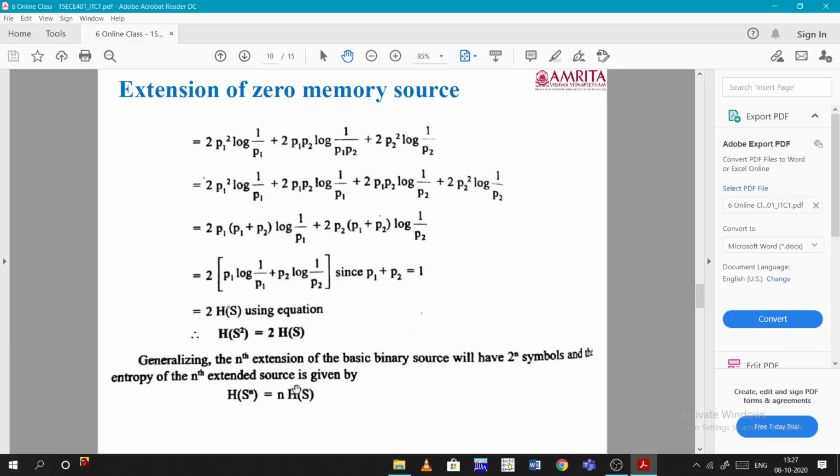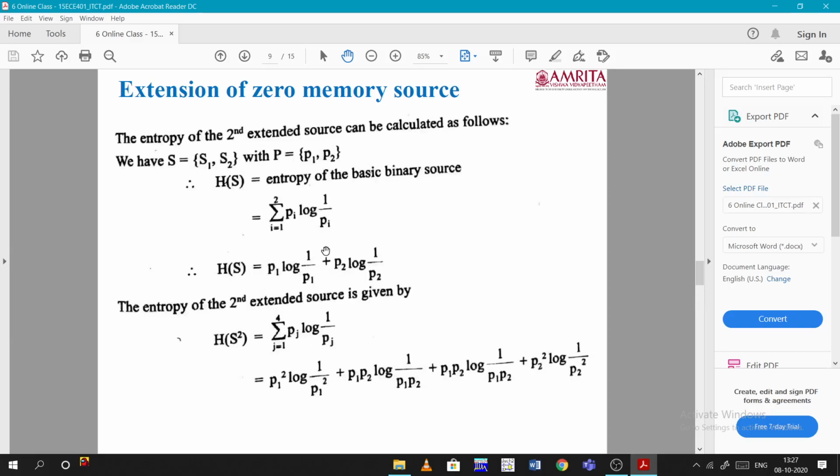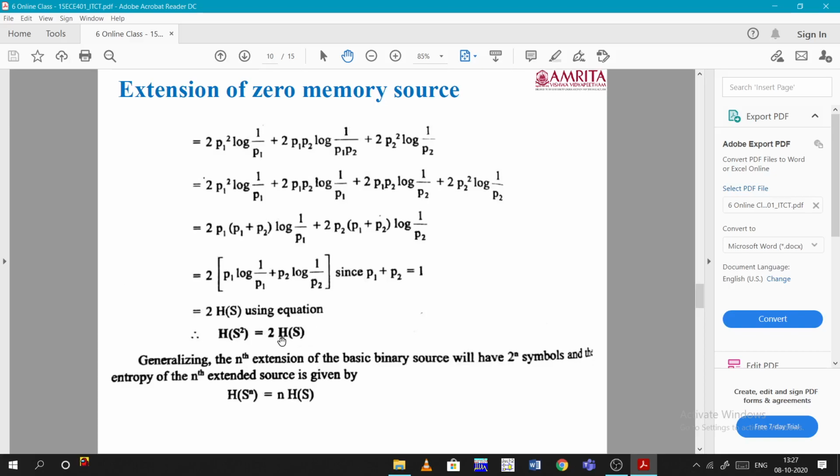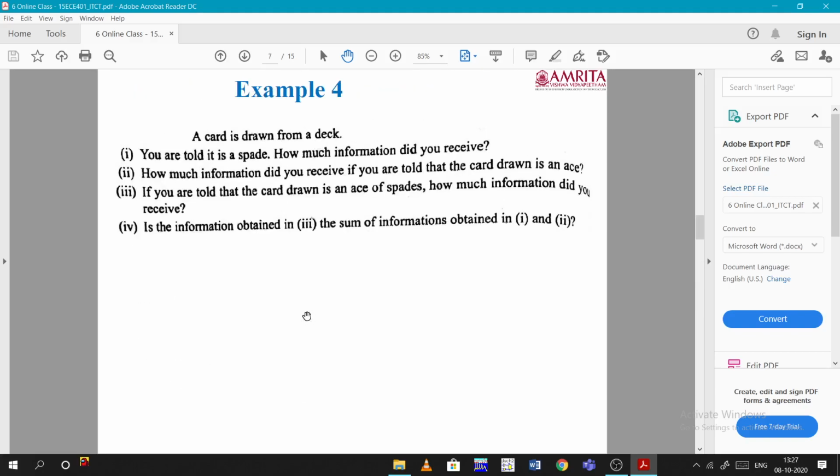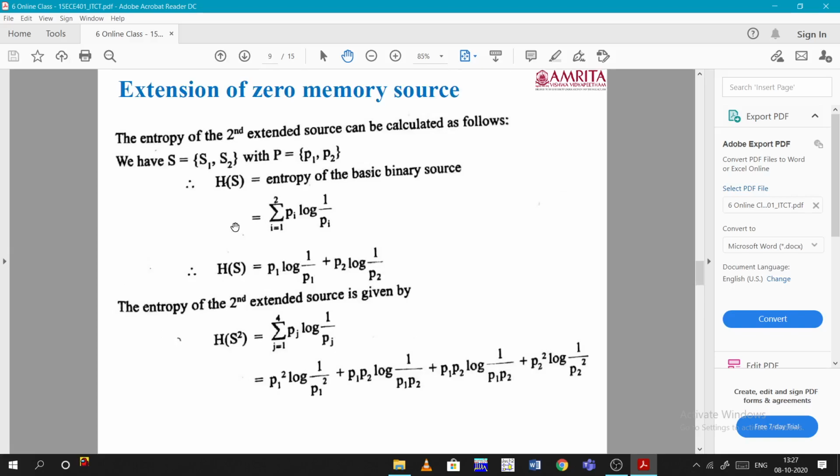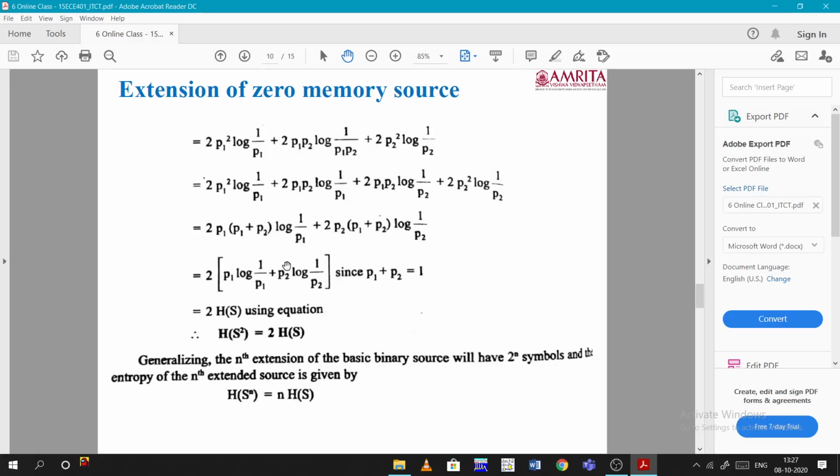In general, for the nth extension, when we substitute and solve everything, what we got was n into H(S) only. From this understanding, the conclusion is that for the nth extension of this binary source, we'll have 2 power n symbols, and the entropy of the nth extension is given as n into H(S). That means if they give only the normal source s1 s2 and ask for the entropy of the fifth extension, we do 5 into H(S) of the normal one, that's it.